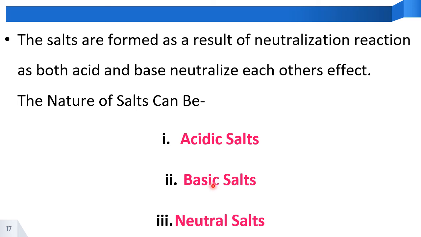In the same way, basic salt means what? Here the base is strong, the acid is weak. So it is the reaction between a strong base and a weak acid, so that the strong basic character is transferred into the salt and they behave like a base. Salts which show the basic property are called basic salts.